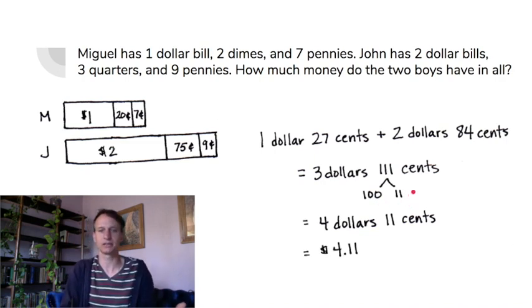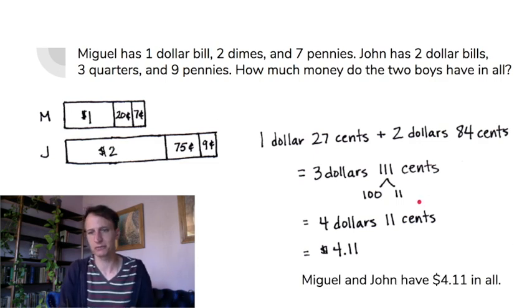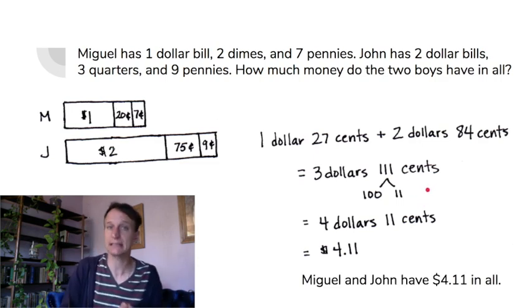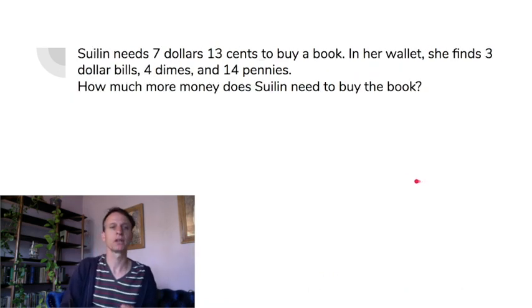$4.11 is what they have all together, written like that in monetary decimal form. Miguel and John, our statement, have $4.11 in all. Lovely, great, right? Okay, let's look at the next one.